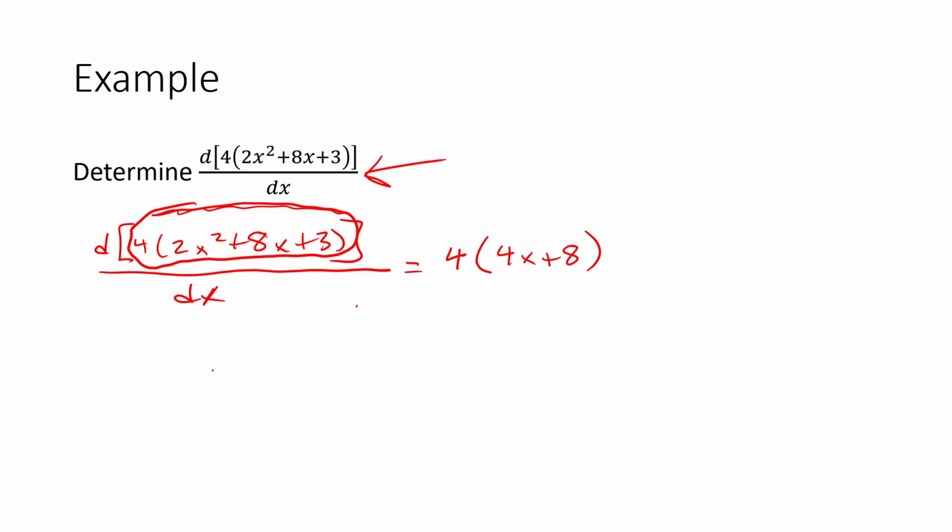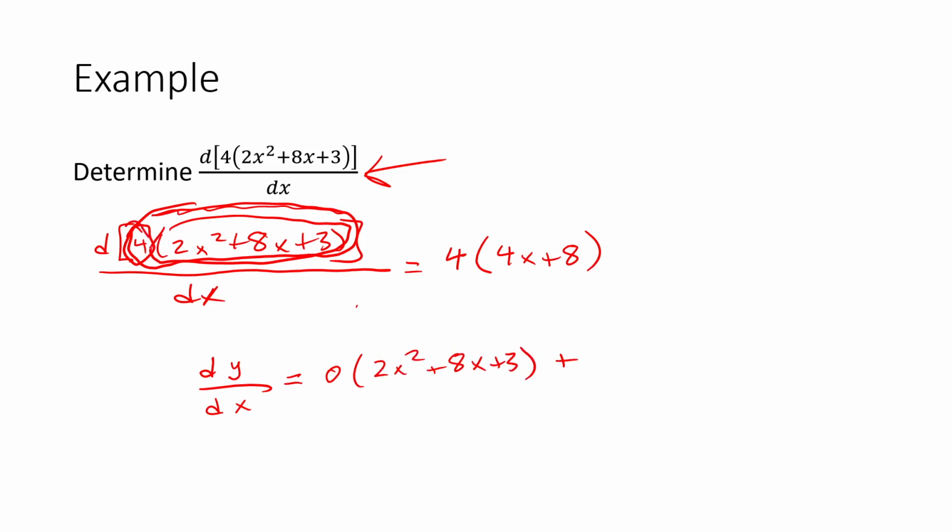If you think of it that way, and if you think of y as being 4 times 2x squared plus 8x plus 3, then we can say that the derivative will be the derivative of the first function, which is 0, times the second function, which is 2x squared plus 8x plus 3, plus the first function, which is 4, times the derivative of the second function, which will be 4x plus 8. And so simplifying that all together would give you 4 times 4x plus 8. Okay?